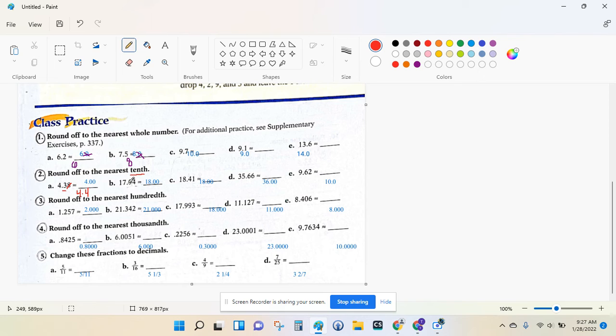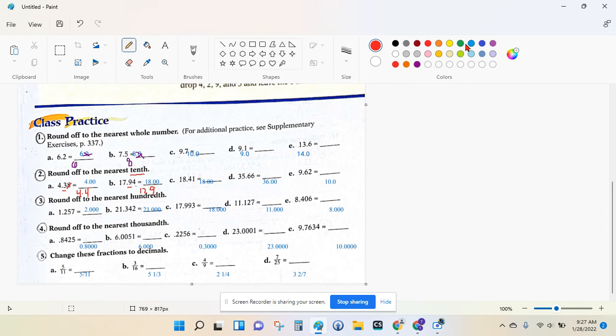Okay, if you look at this one, you got 17.94, 17 and 94 hundredths. And again, our tenths place, the 9 is in that place value. And look behind it, the 4. 4 is less than 5, so the 9 is just going to stay the same. So it will become 17.9. Okay, so that would be rounding it to the tenths place.